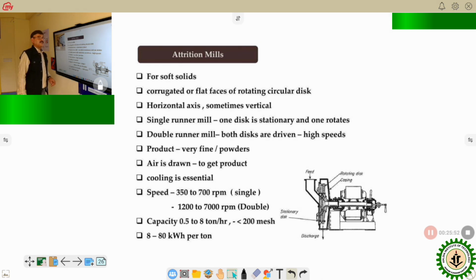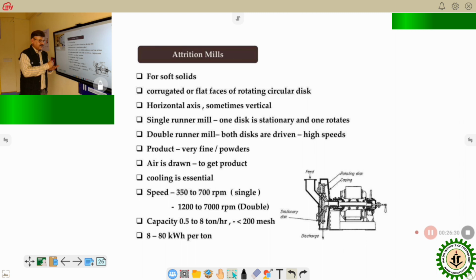Attrition mill. That is attrition, where only rubbing action is there. Only rubbing action is there, isn't it? So in the village front, you might have seen the home ladies grinding soft material, either seeds or some other material. They are generally grinding it.